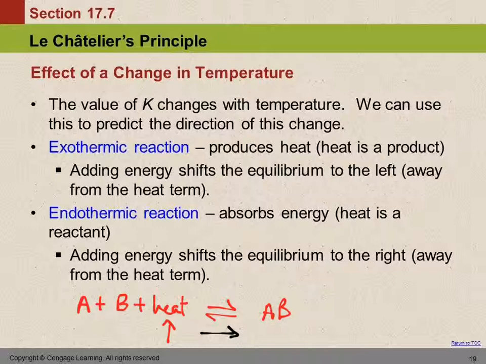An exothermic reaction is the opposite. Put that in here. A plus B goes to AB plus heat. So here, if I add heat, it's going to cause it to shift to the left. So I'm adding heat, it's going to move to the left to get away, to undo what I did. If I decrease the temperature, then it'll shift to the right.